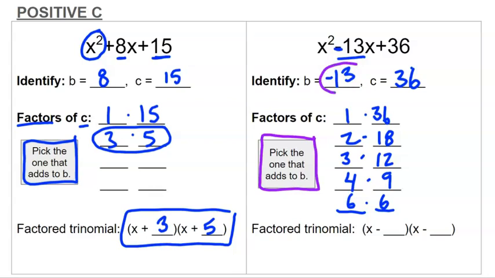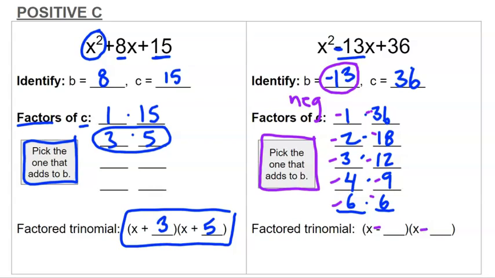However, if you look, b is negative. So none of these positive values are going to make a negative value. So what we need to do is make all of our factors negative, because a negative times a negative will give us that positive 36, and then a negative plus a negative will give us a negative b. So when b is negative but c is positive, your factors are all going to be negative.